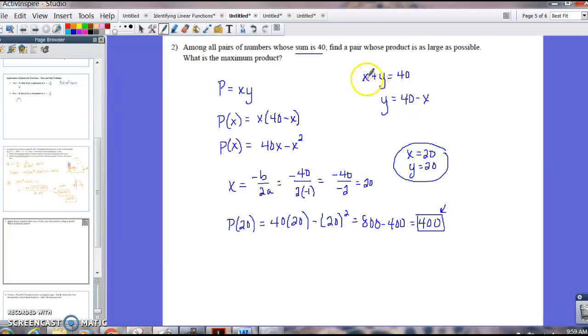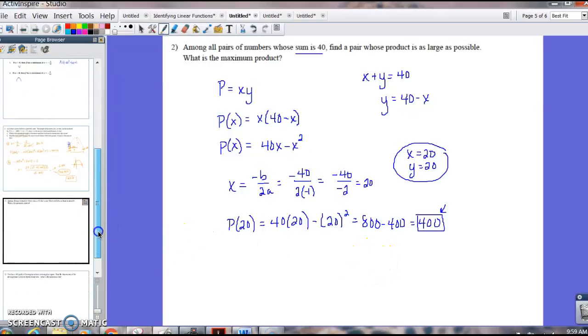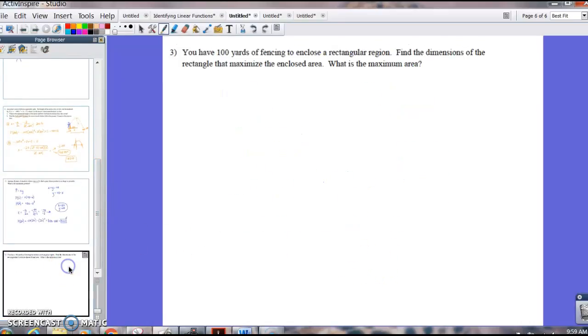Okay, so I just took a product of two numbers. One number is x, the other one is y. And the sum of them was x plus y equals 40. Substituted that in. And then I did my negative b over 2a. Very similar to the last problem.